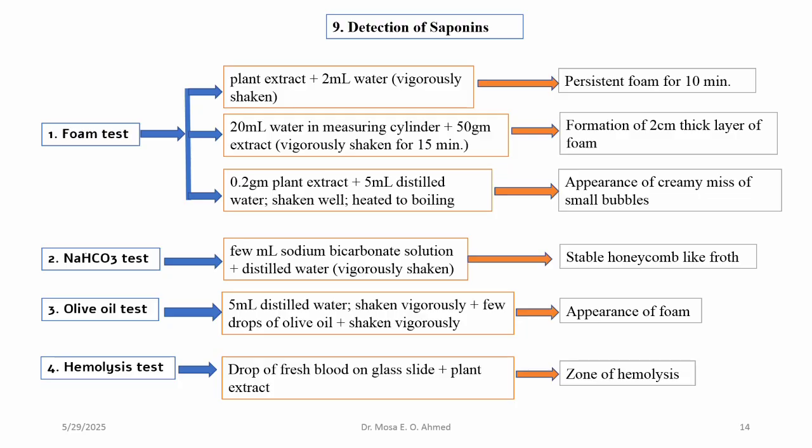Honeycomb-like foam or froth is formed with olive oil paste, which consists of 5 ml distilled water and a few drops of olive oil with vigorous shaking. Also, we know the appearance of foam if the saponin is present.